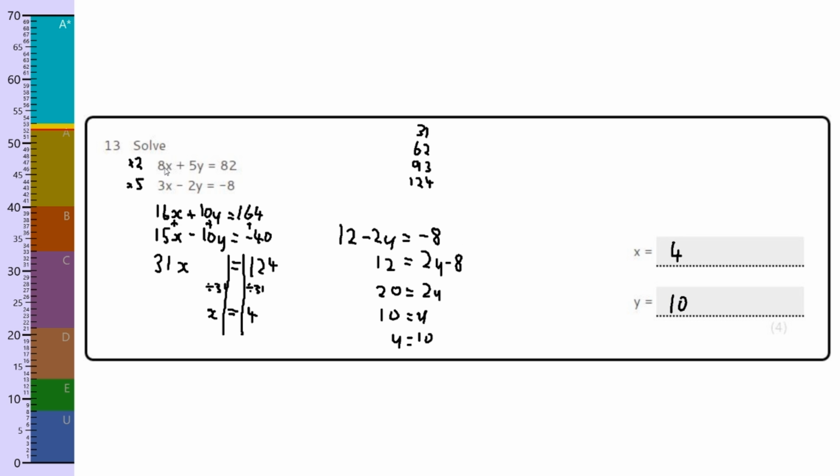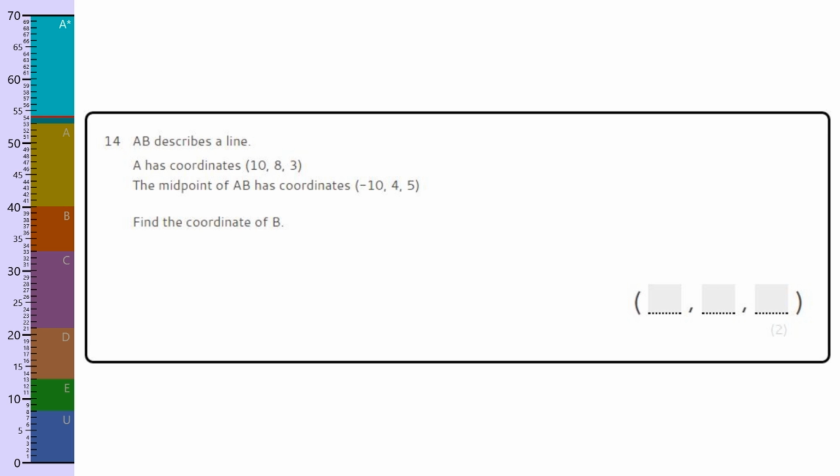And they're quite easy to check, because I can just put them both back in. 8 times 4, let's say easy, 32. 5 times 10 is 50, and 32 plus 50 is 82, so that works. 3 times x is 12, take away 20 is minus 8. So you leave that exam knowing you've got full marks. Okay, let's move on. Question 14, if you'd like to pause the video now and have a go.